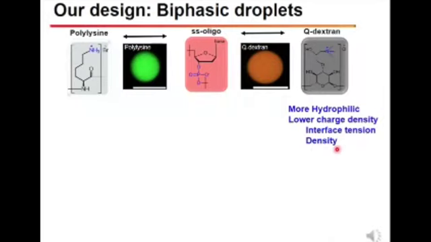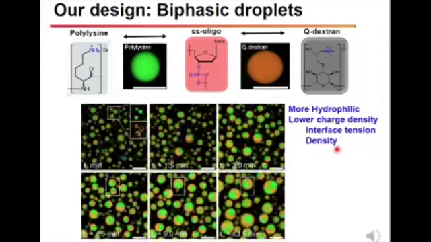Therefore, you choose these 3 polymers, just simply mix them together. They will automatically form a droplet with some subcompartments. You can see the inside is green, is polylysine with oligo. The outside is orange, is oligo with dextrin. And with time, the size increases. The scale bar is about 10 micron.